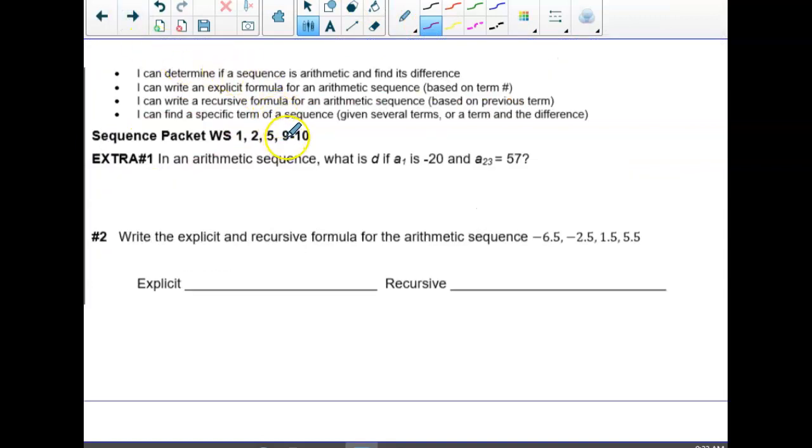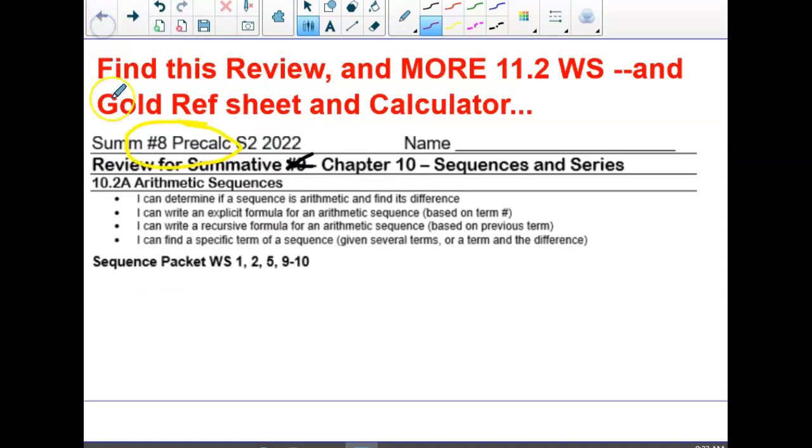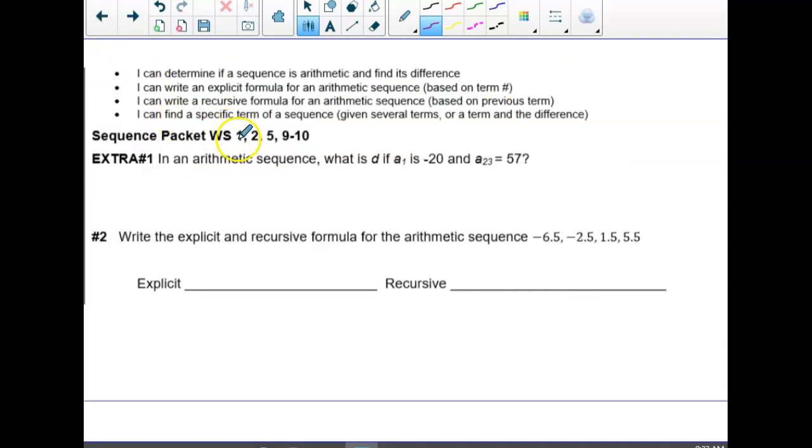All right, so this is the 10.2a, which is basic arithmetic sequences. I'm not sure how basic it is. Maybe we start with number 2 and then we'll revisit number 1. Write the explicit and recursive formula for the arithmetic sequence. Can anybody tell what this one's doing?